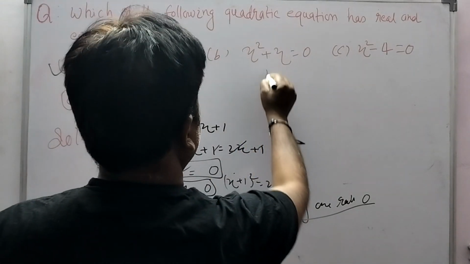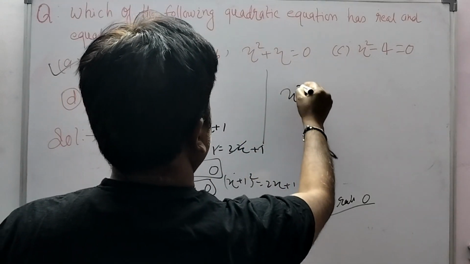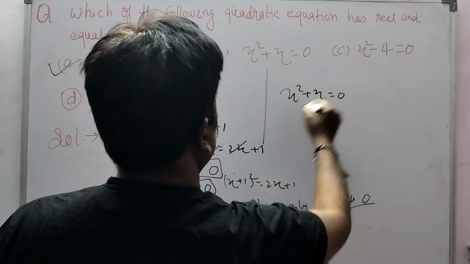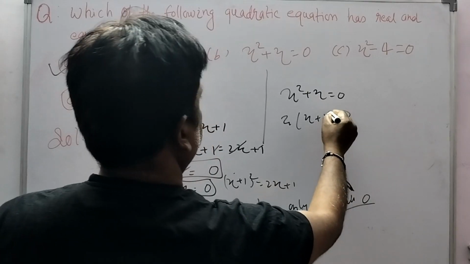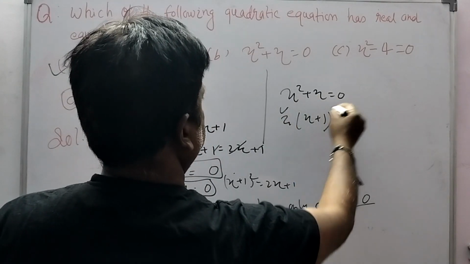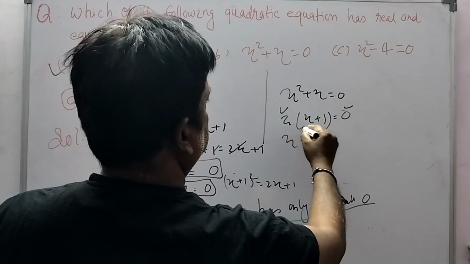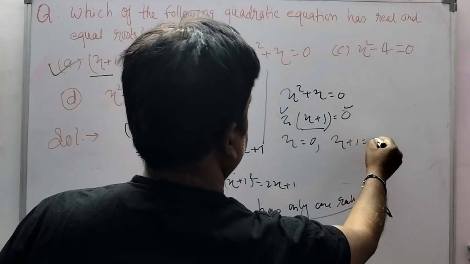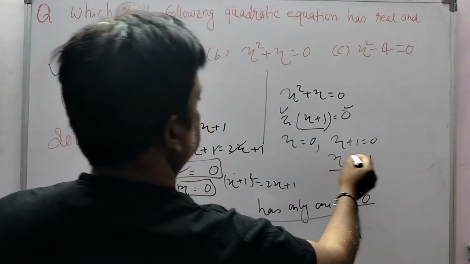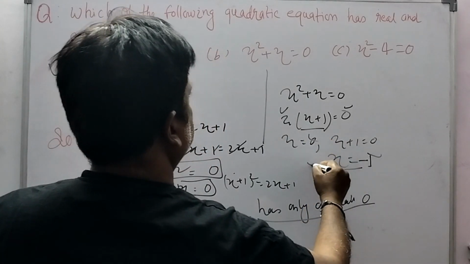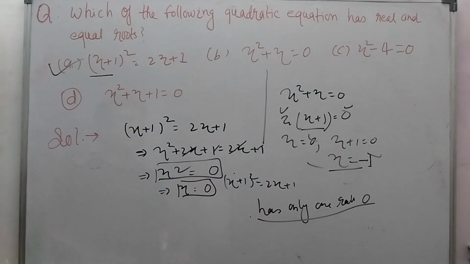Suppose we select x square plus x equal to 0, x into x plus 1 equal to 0. Either this part is 0 or that part is 0: x equal to 0, then x plus 1 equal to 0, that means x equal to minus 1. This means both roots are different. So this is not the answer.